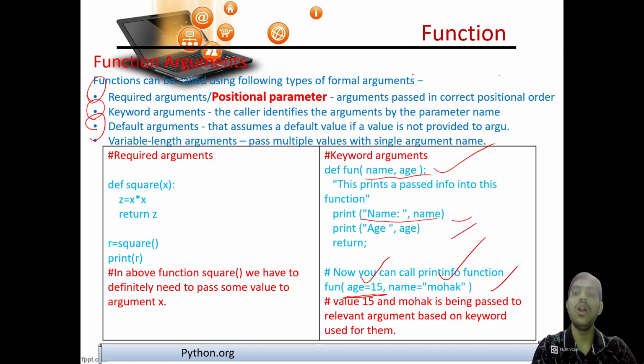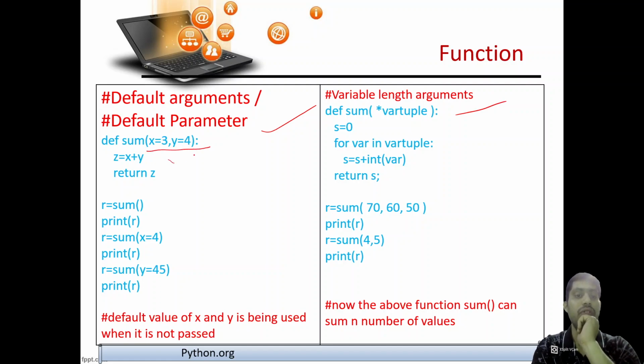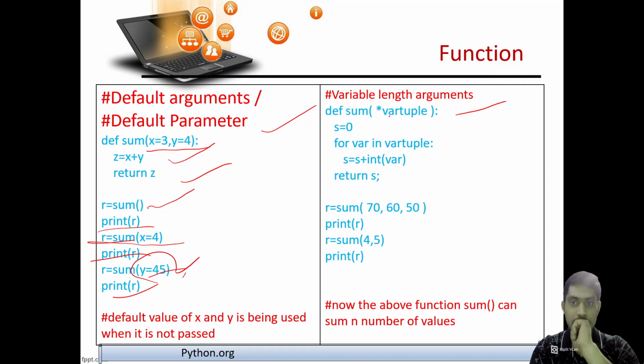And I think everyone understood this. Okay, default, I have told you here x equal to 3, y equal to 4. So whenever you call, by default it will give you the result. If you want to change, then you can. Okay. Yes.